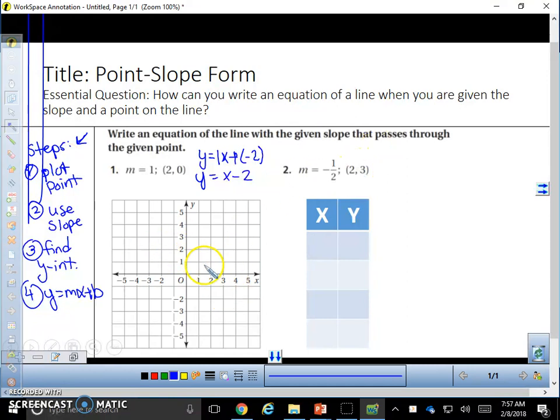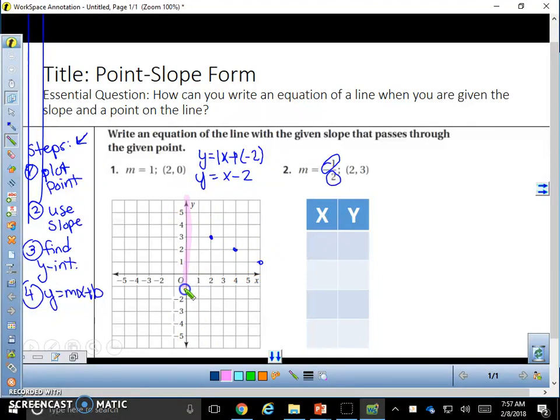So let's plot the point. 2, 3, down 1, right 2, down 1, right 2, okay, down 1, right 2. I'm not getting any closer to the y-axis, which is right here. Here's the y-axis. So I'm going to do everything opposite.